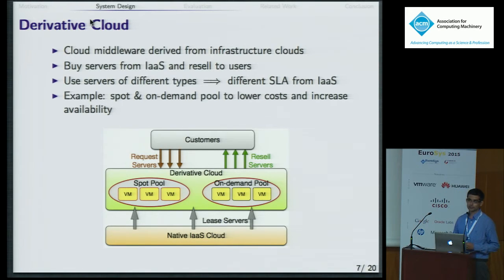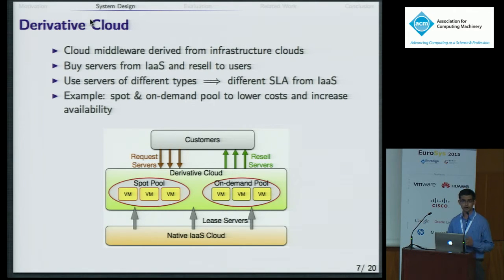To best describe our system, we use this notion of a derivative cloud, which is an intermediate layer sitting between the native cloud and the user. A derivative cloud is kind of like a cloud broker. It buys or leases servers from the infrastructure cloud provider and then resells these servers to the users. The servers which are offered by the derivative cloud can come with different SLA and different costs than what is actually provided by the native cloud.